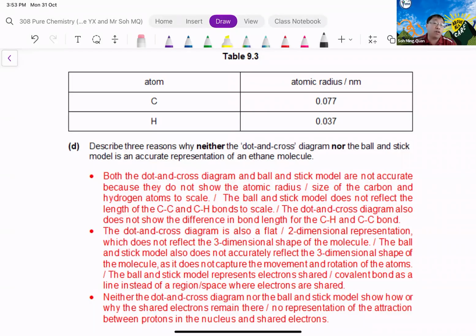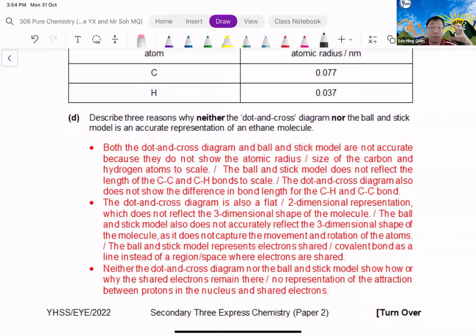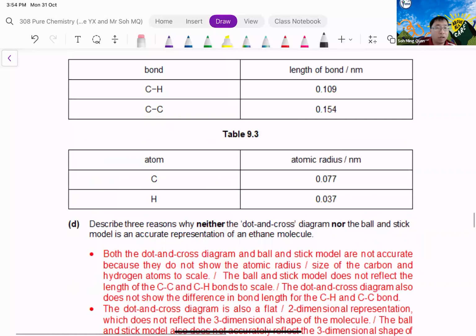Okay, moreover, the dot and cross diagram is a flat two-dimensional representation. Molecules are not flat. Molecules are three-dimensional. You know that because we are made of molecules, right? You don't see yourself being a 2D flat paper, okay? So there are so many reasons which I will not label the point now. More importantly, how do you do such questions? Because the same question may not come out again, but the skill may come out again. To tell whether something is accurate or not, use the data.